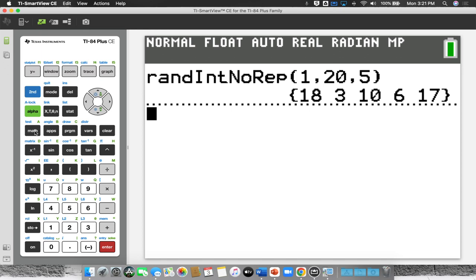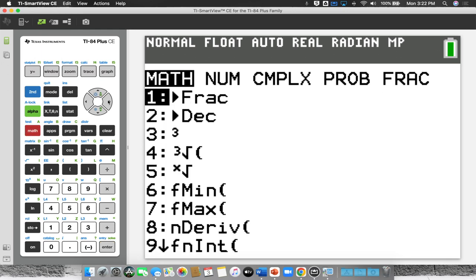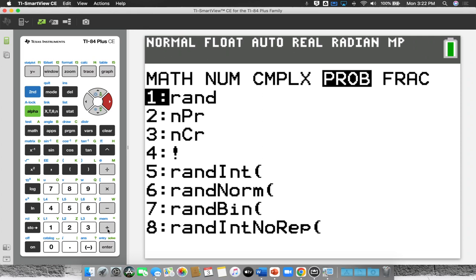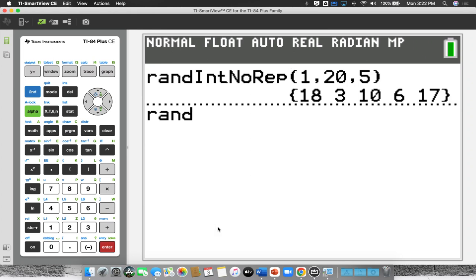So what do you do if you have one of those calculators? You got to use a workaround. Your workaround involves going to the same thing, but instead of number 8, you're going to choose number 1. And then you put, where do I start? 1, comma. Where do I finish? 20, comma. How many do you want to choose? 5.